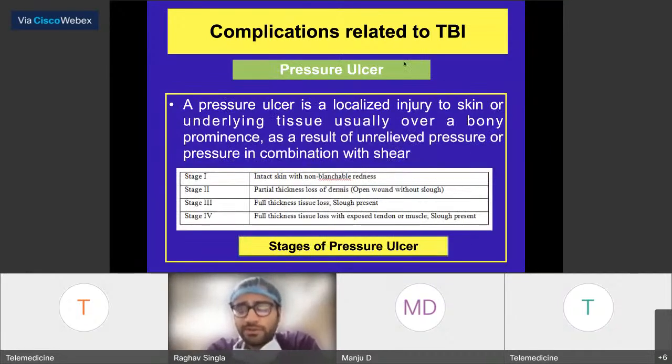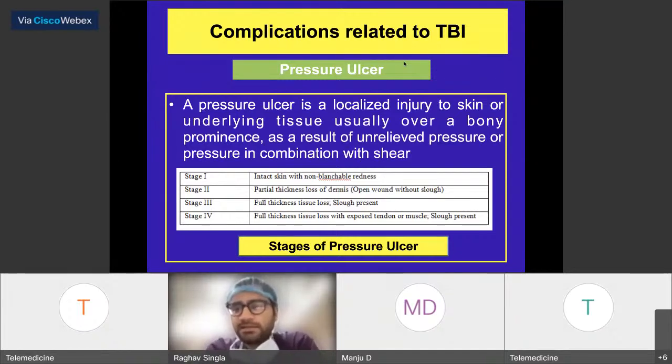One of the most common things that we see in these patients of traumatic brain injury is pressure ulcers. This happens when there is some localized injury to the underlying tissue and skin. And this is because of chronic compression against a bony prominence. This happens especially in patients who are bedridden or who are unconscious and there is some chronic pressure. So this happens over all the bony prominences.